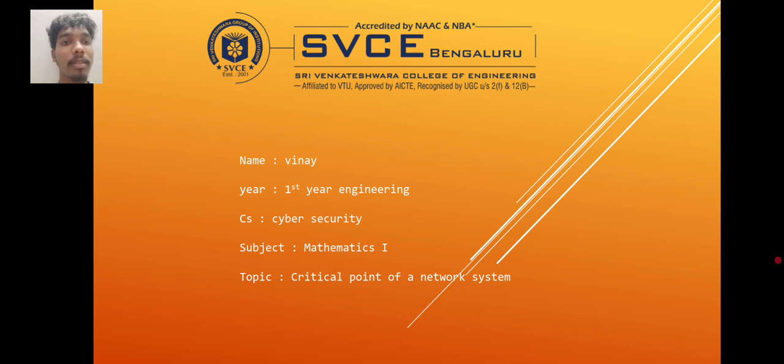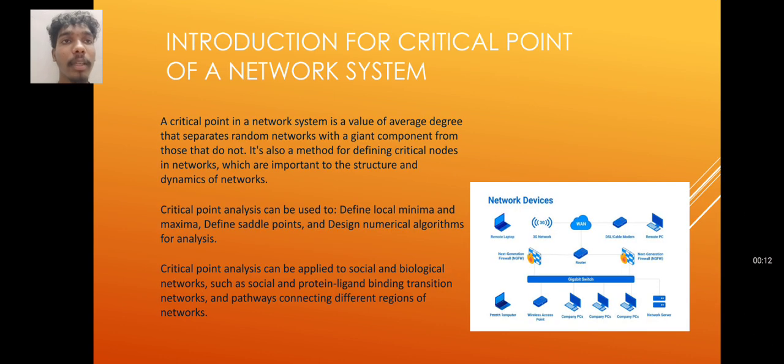Today I want to discuss the critical point of a networking system. Introduction to critical point of networking. A critical point in a networking system is a value of average degree that separates random networks with agreement components from those that do not.